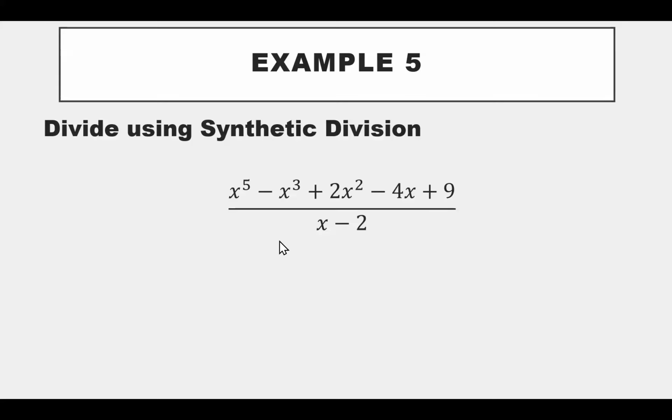Let's try this next example using synthetic division. This is a 5th degree polynomial divided by x minus 2. This is not something we've done before. But I want you to notice that there's no x to the 4th term. If you want to do this on your own, you can push pause on the video and try it on your own. Otherwise, I will do it in a couple of seconds.